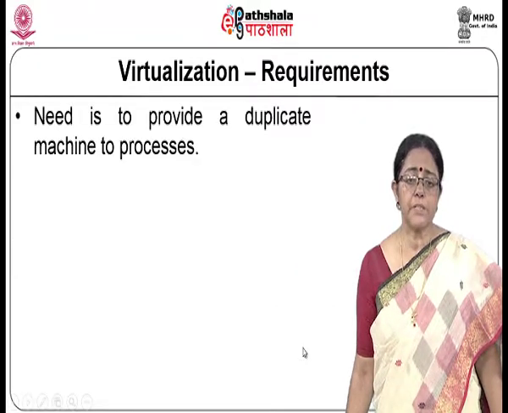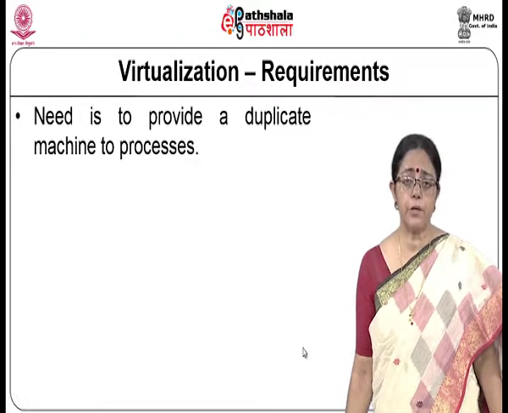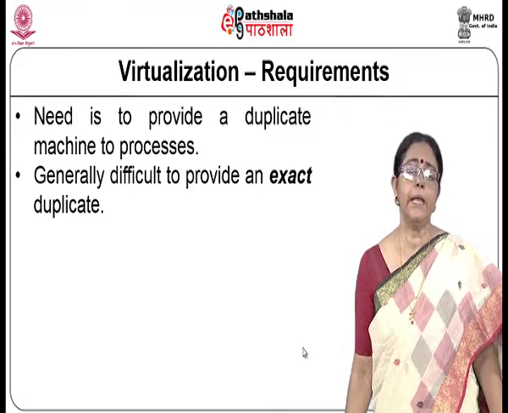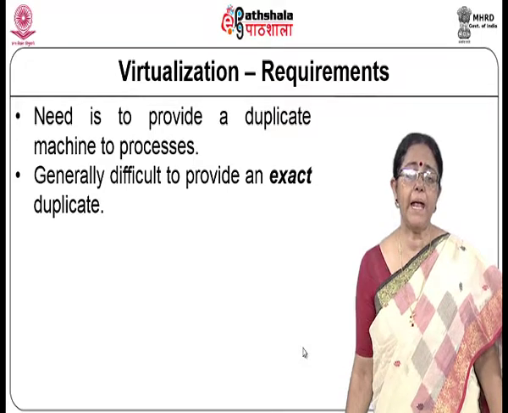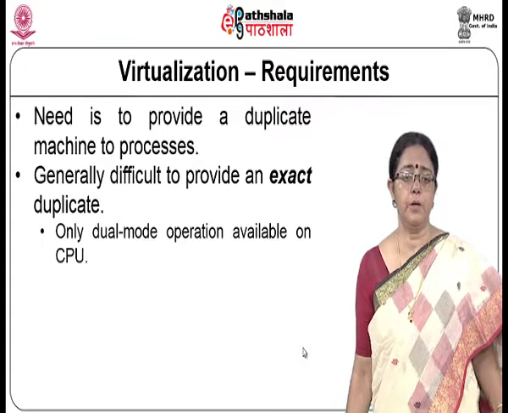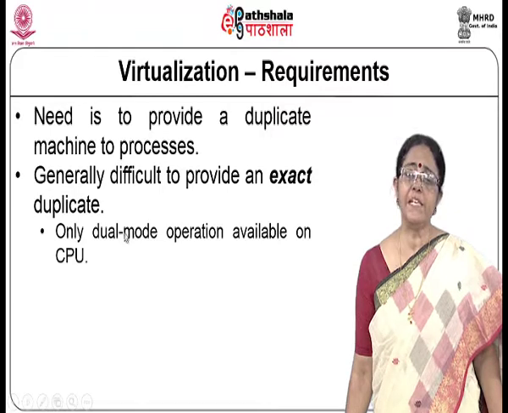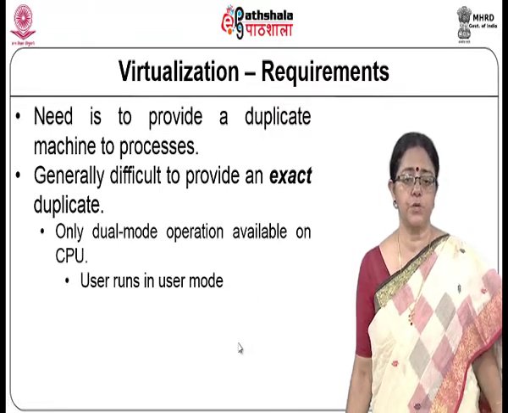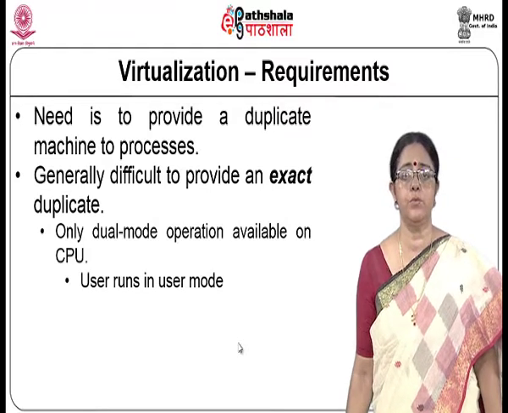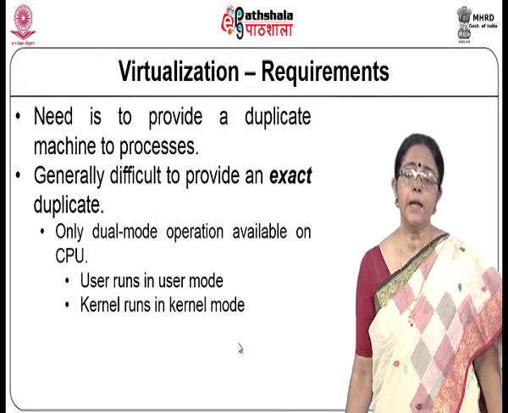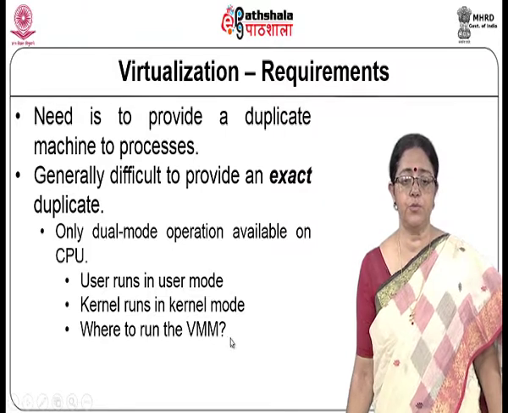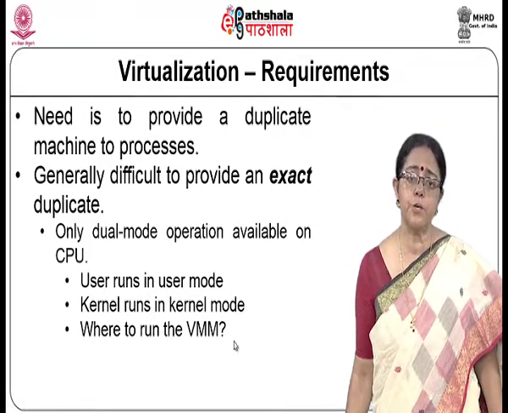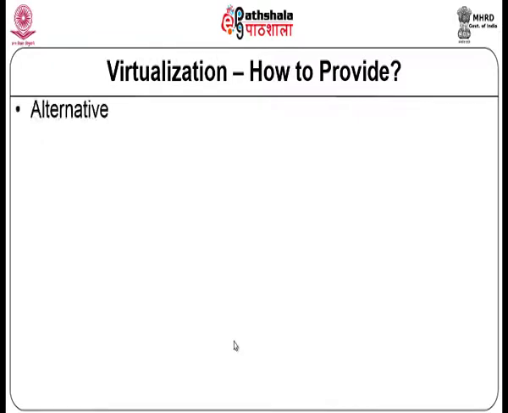So, for being able to do that, what we do is we make a duplicate machine for a process. Machines have only dual mode. It can run in privileged mode and it can run in user mode. So, the user mode will run the user process, the kernel will run in the privileged mode, then the VMM will run, and it has to run in the privileged mode as well. So, how to provide this?